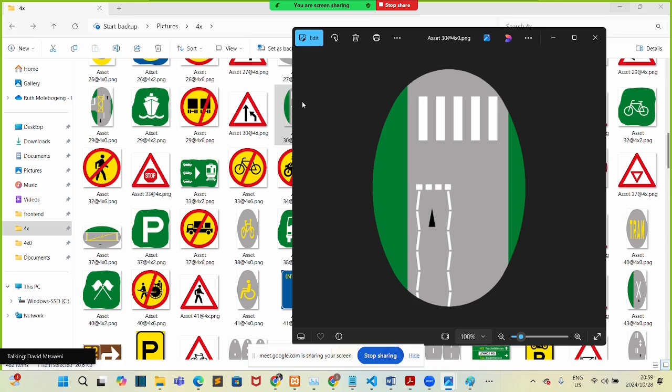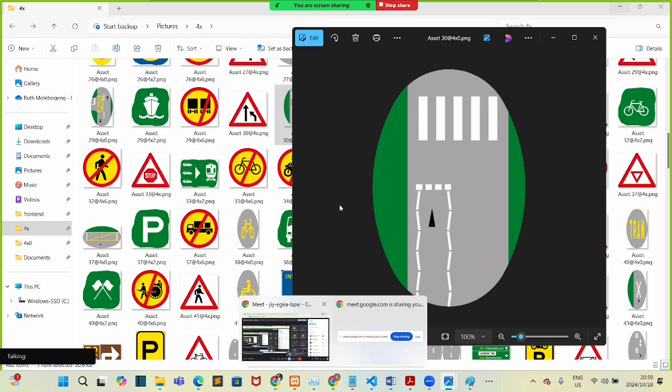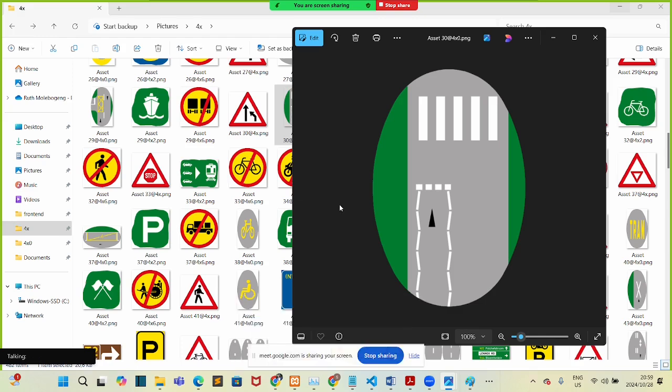Yes, sir. Okay. There's a marking there. It's a pedestrian crossing. Nope. But you are close.